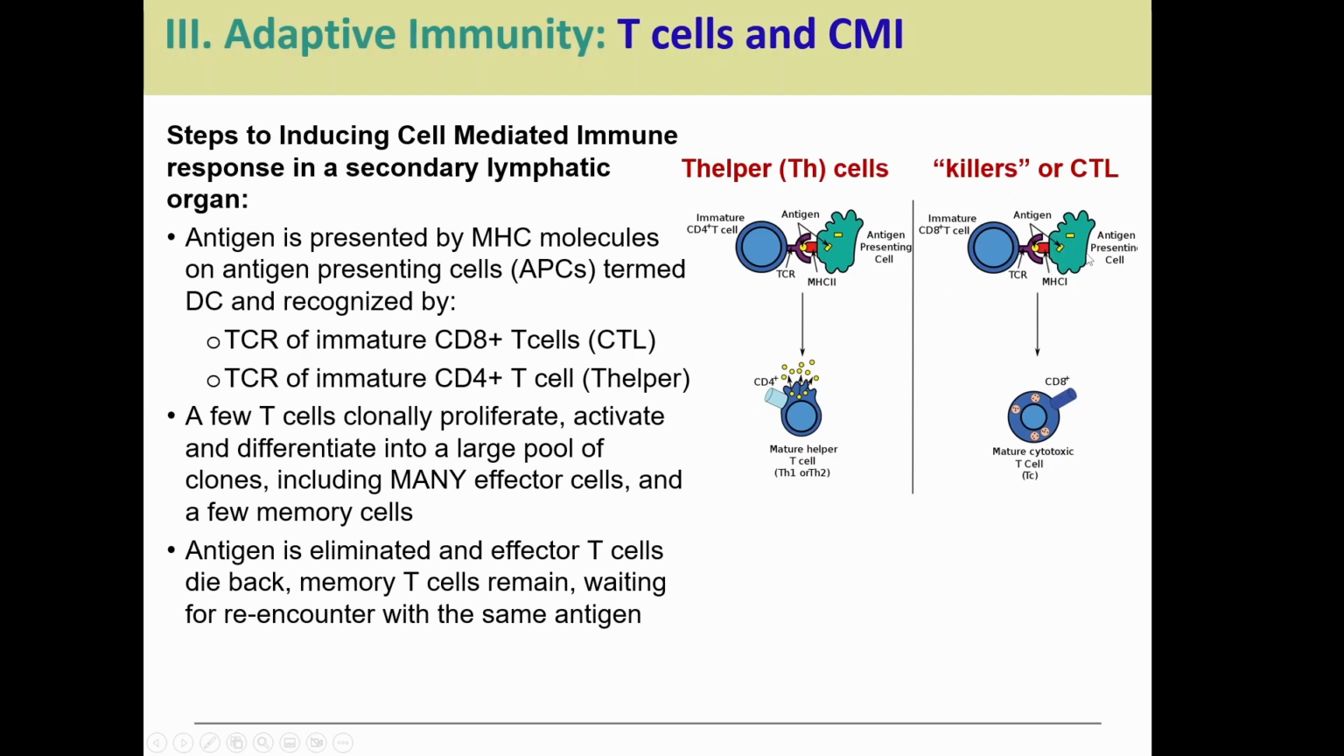Over here, very similar: antigen presenting cell, except we have major histocompatibility complex 1 presenting that antigen to the immature CD8 cell, which then matures it. So now this cell can go after those specific antigen-containing cells.